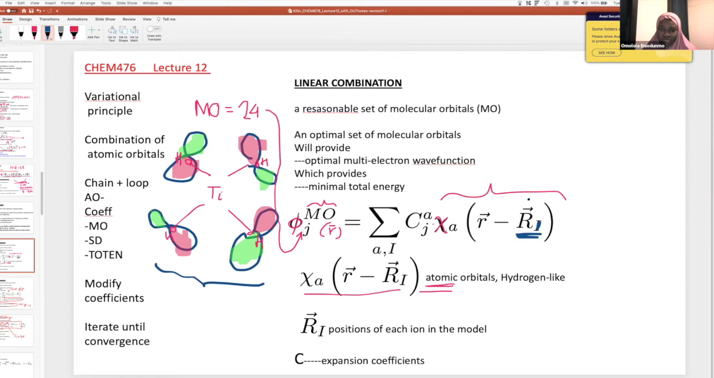I know R is position. So if lowercase r is position of electron and uppercase R is position of ion, right? And we have summation over I, so there are different ions. So which ions are involved in formation of molecular orbital in this molecular orbital number 24?